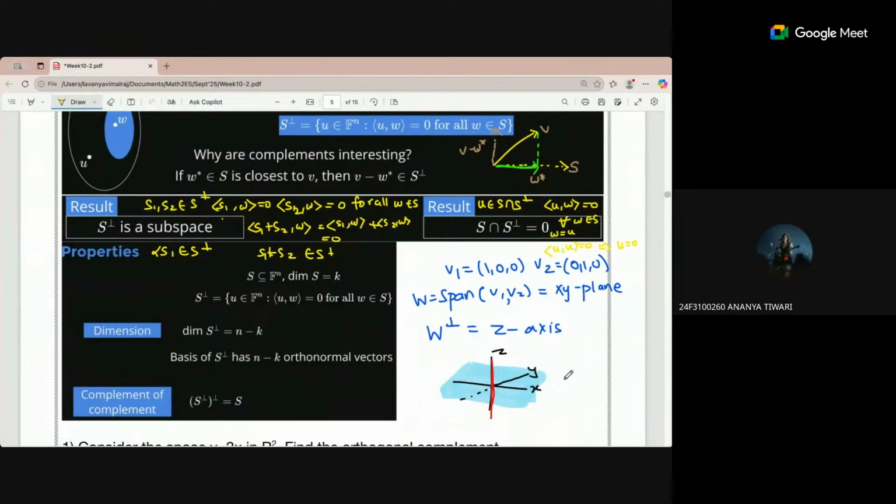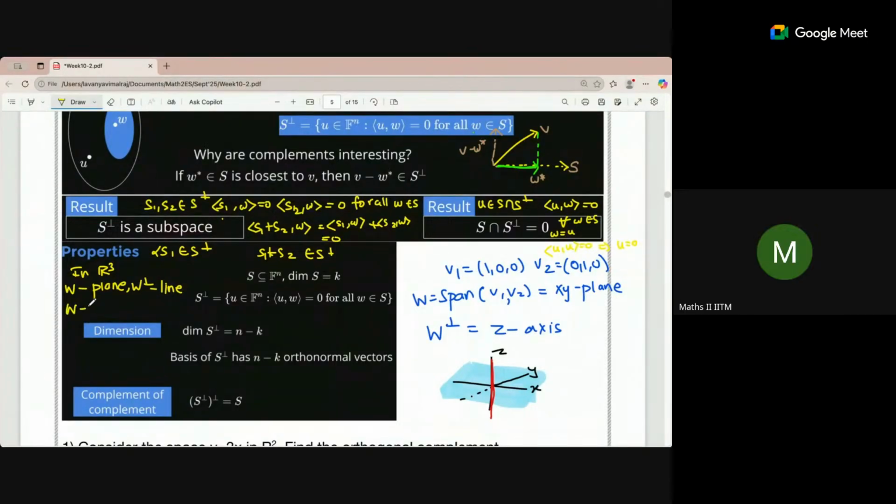Ma'am, can you ask your question again? So in R3, if W is a plane, then your W perp should be a line passing through the origin.